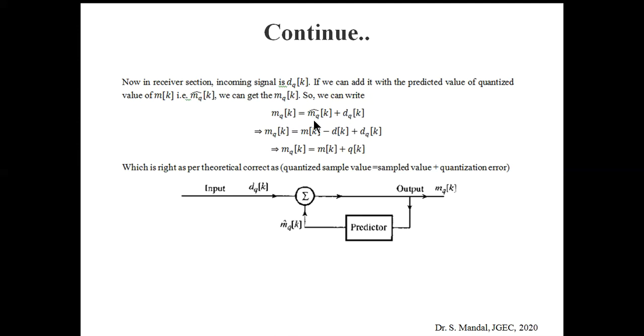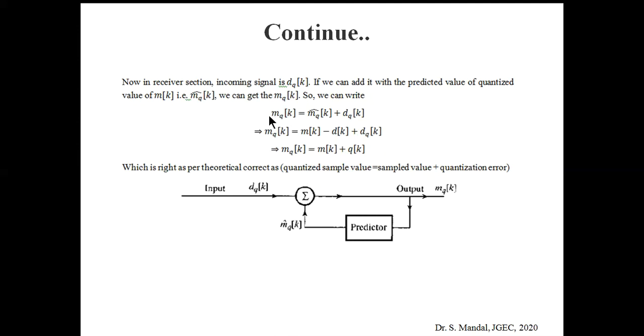Okay, now from the earlier equation we can substitute mqk equal to mk minus dk. So we can write that, minus dk plus dqk, this is nothing but the quantization error. So mqk is mk plus qk. So obviously the output will be mqk, the quantized value of mk, that consists of mk plus quantization error. So the quantized sample value is the sample value plus quantization error.